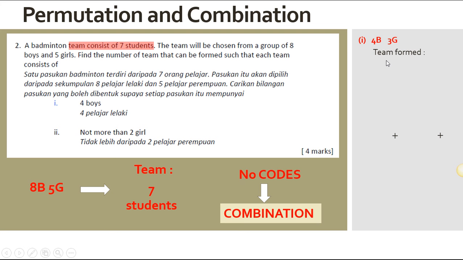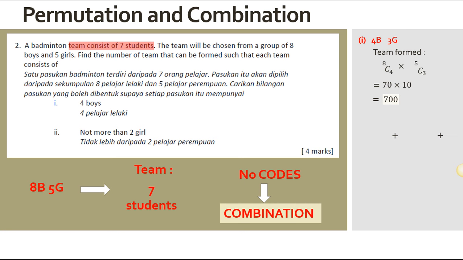So the number of teams formed will be 8C4. Why 8C4? Because 4 boys are chosen out of 8 boys. And then you times by 5C3, whereby 3 are the girls chosen out of 5 girls. When you times that together, you'll get 700 teams formed.